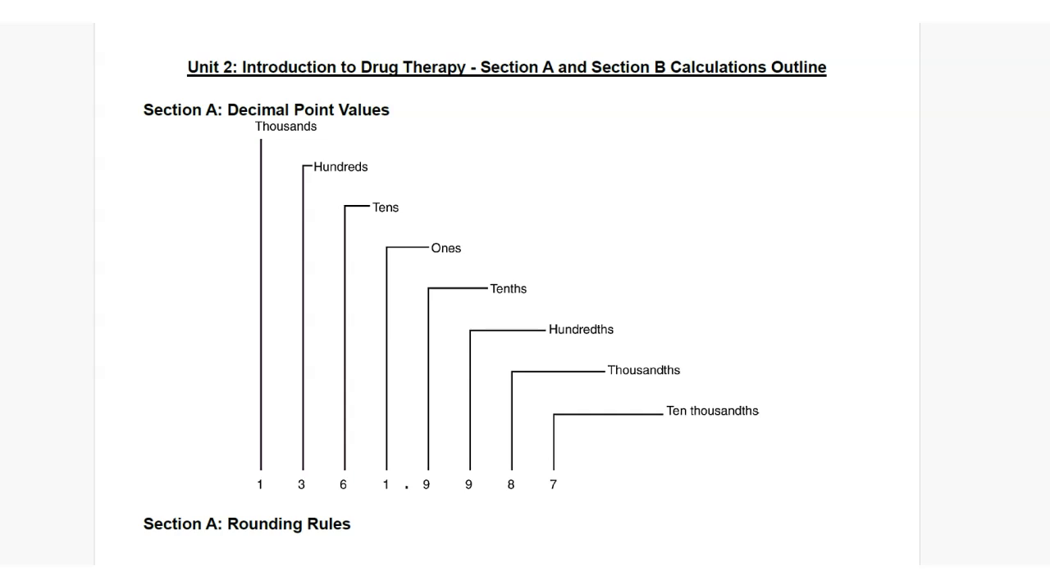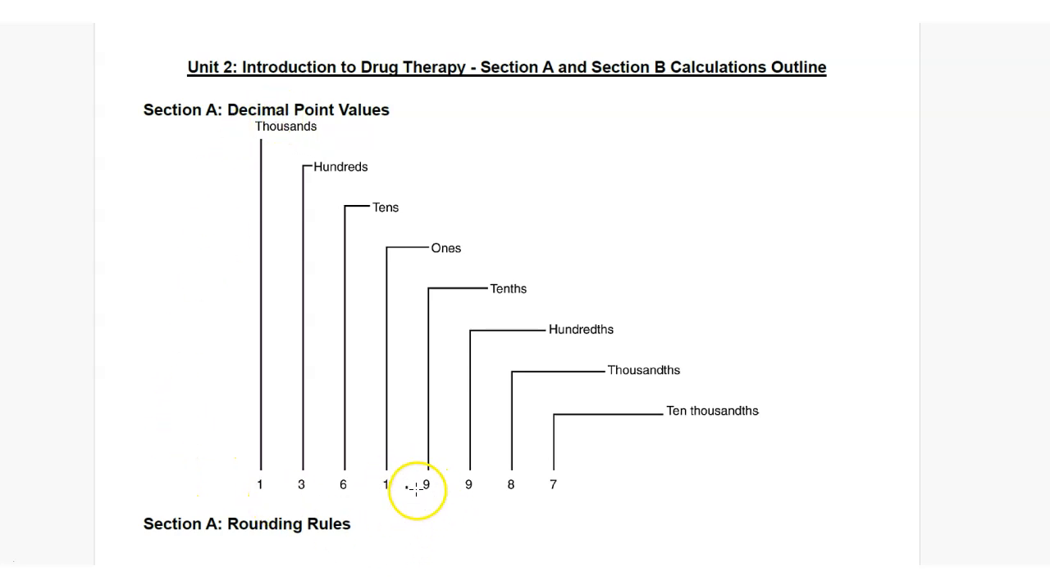Section A, Decimal Points. Please review your decimal points and really be familiar with calculating them and how to round numbers to the nearest tens, hundreds, and so on. Looking at this, this is your decimal point, and the number to its left would be the ones, followed by tens, hundreds, thousands.